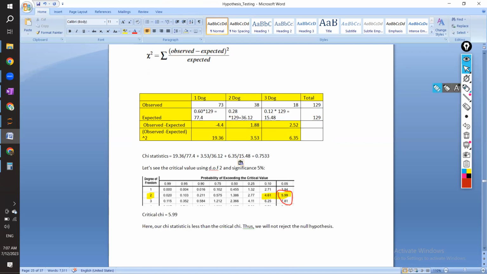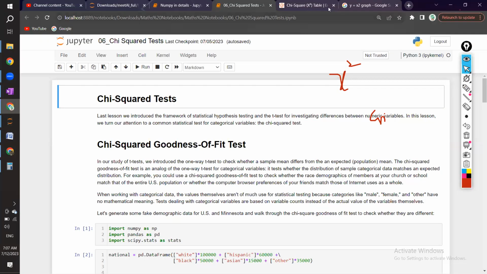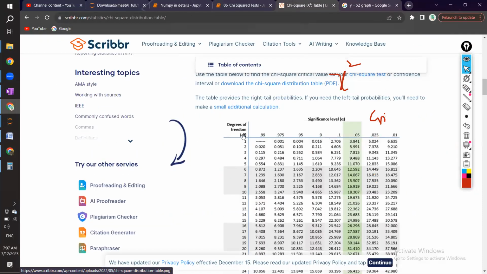So once you do that, you got chi-square. Chi-square is done. Then after that, what is left? You just need the critical value. Where are you going to get the critical value from? It will be from the table. In this table, what you need is degrees of freedom and level of significance. Level of significance is 0.05. But what is degrees of freedom?